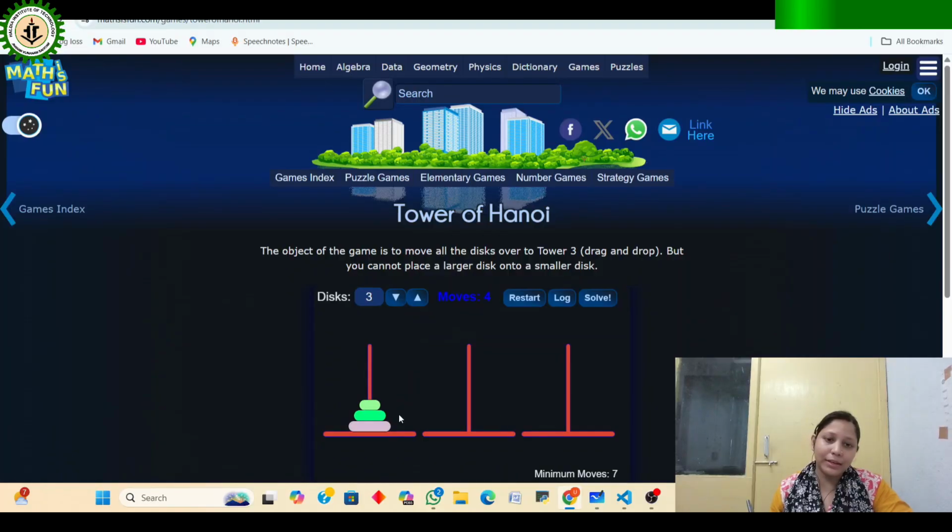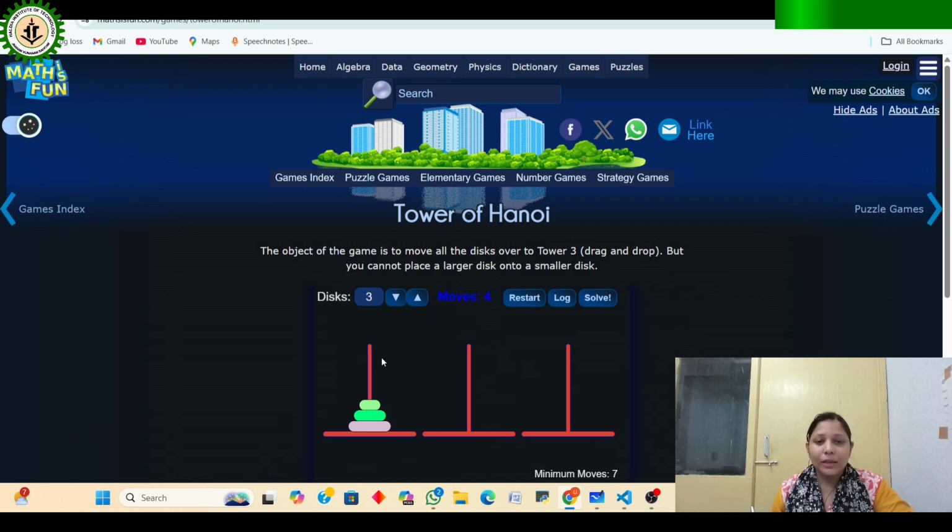Now, what is Tower of Hanoi? Some of you may already know this structure. I am using the Math is Fun website. This is a genuinely good website for fun games and intelligent games. So this is Tower of Hanoi.